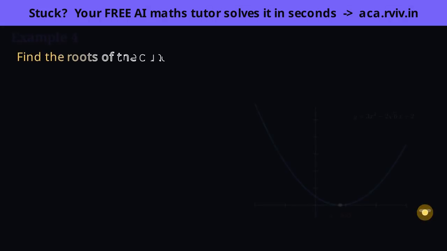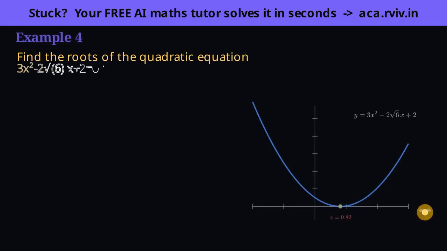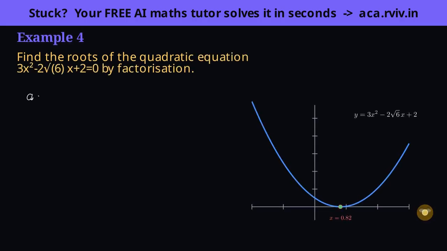Surds factor the same way, the numbers just wear square roots. Don't let the square root scare you. The method is exactly the same as before. We still split the middle term into two parts whose product is a times c and whose sum is b. The only difference is those parts now carry surds.